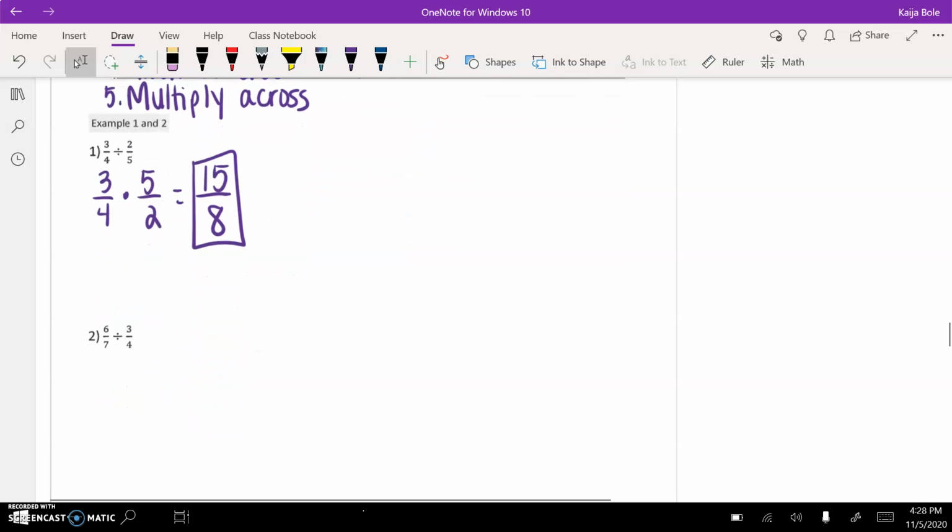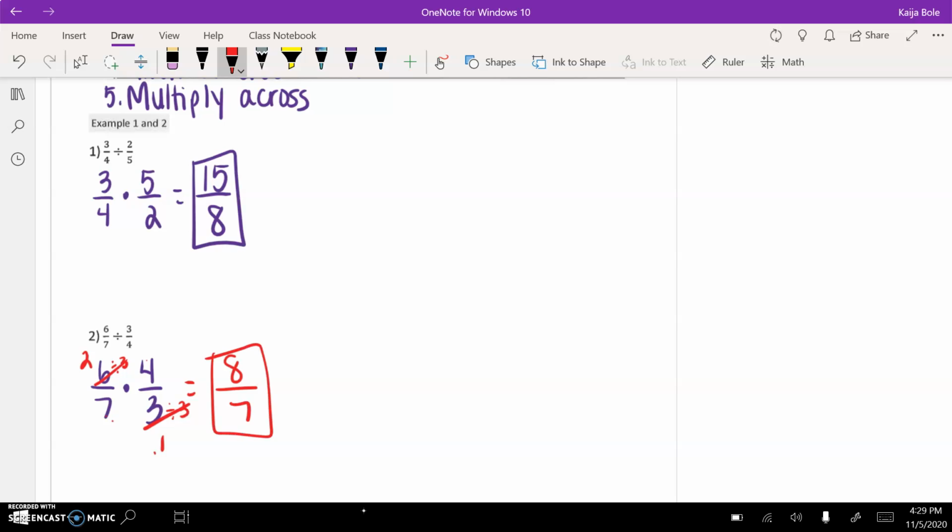Number 2, 6/7 divided by 3/4. So I've got 6/7 times 4/3. Here I can cross divide. I can cross divide the 6 and the 3. I can divide both of these by 3. So 3 divided by 3 is 1, and 6 divided by 3 is 2. And then I can't do anything with the 4 and 7, so I'm going to multiply across. So 2 times 4 is 8 over 3 times... 7 times 1 is 7. So we get 8/7.